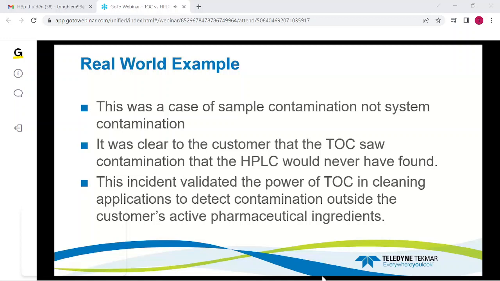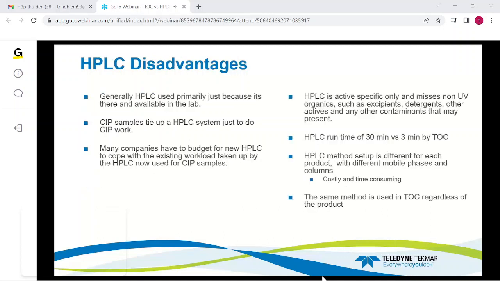So, we're going to talk a little bit about disadvantages, as we also talked about some advantages. Some of the disadvantages to HPLC, it's a very well-established technique. That's one great advantage to it. But when we start looking at a comparison to TOC, yes, HPLC is highly specific. TOC is non-specific because it will capture any type of carbon. HPLCs are generally used because it's available there in the lab. They're doing a lot of research and development. Other types of tests are performed on the HPLC, so it's there.